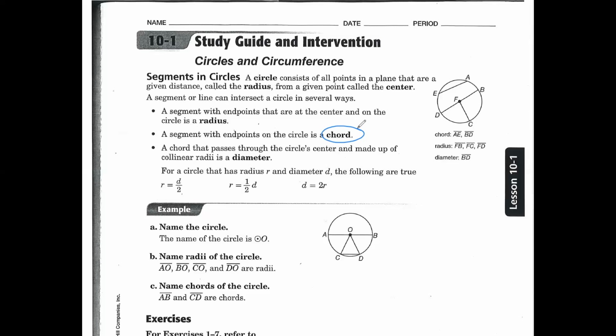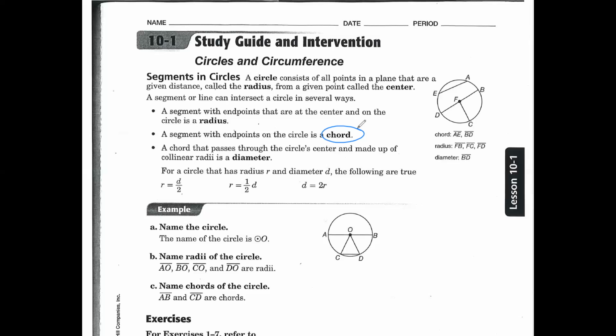A lot of the ideas from way early in the beginning of the year are coming back here as well. Notice when we name them, we're using a segment over top because we're calling them by segments. For example, segment AO, segment BO, segment AD, segment CD. So we are using the correct notation again.